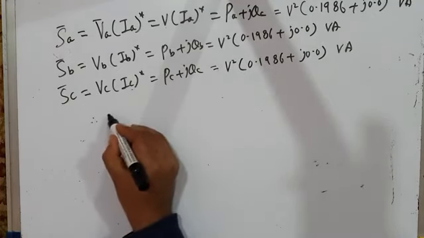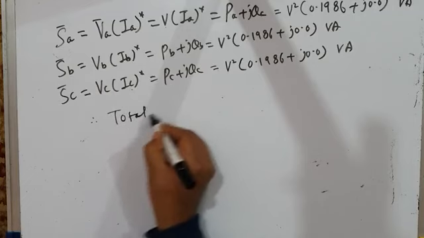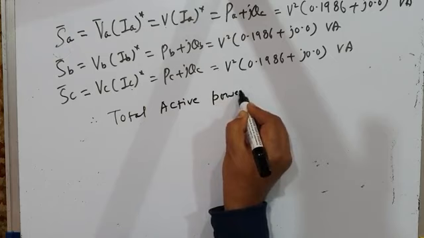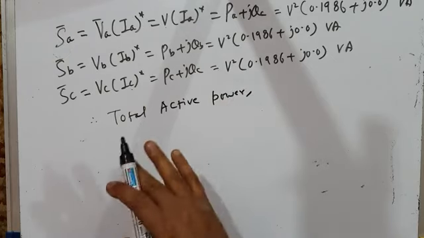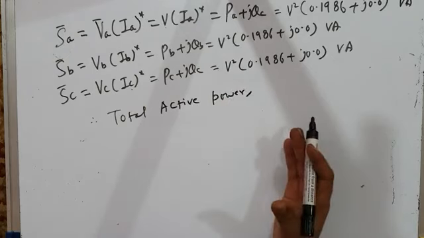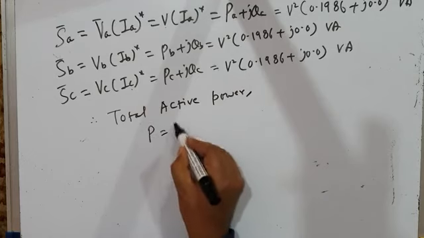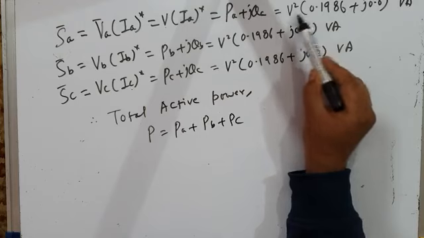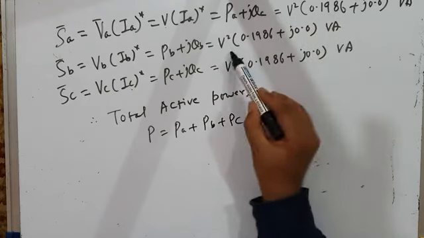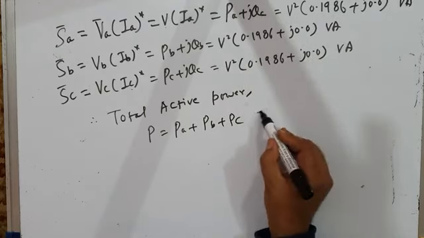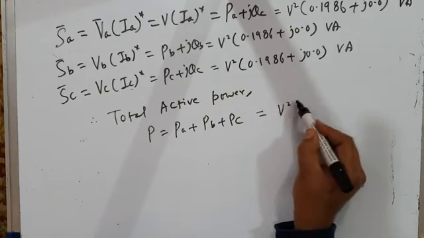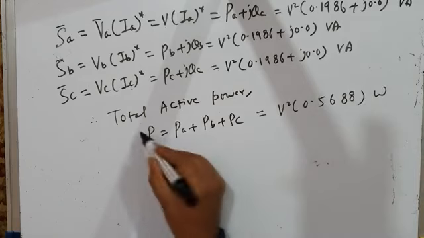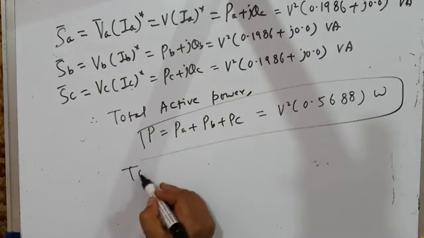Therefore, the total active power drawn by all the three phases, or the total active power drawn by the load after compensation, after balancing through passive elements, P is equal to PA plus PB plus PC. PA is V square into 0.1986, same as PB, same as PC. You add them up and you get V square into 0.5688 watts.